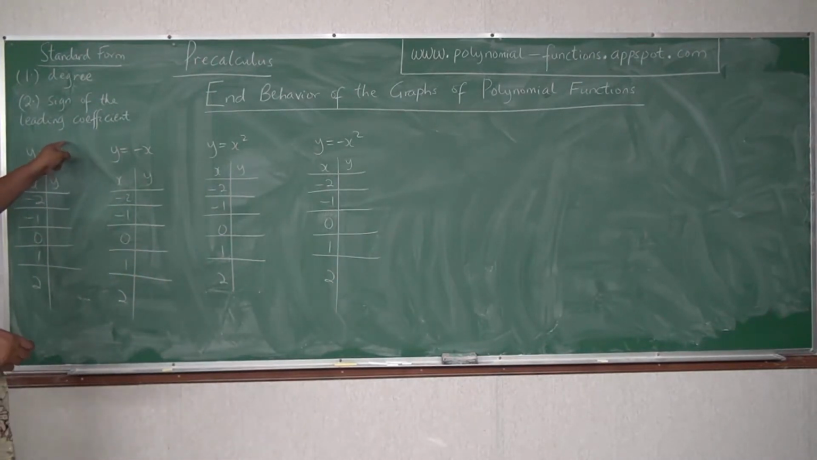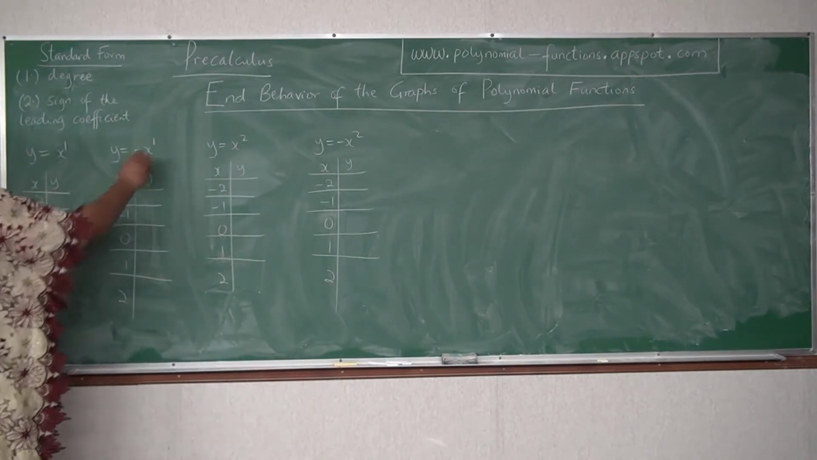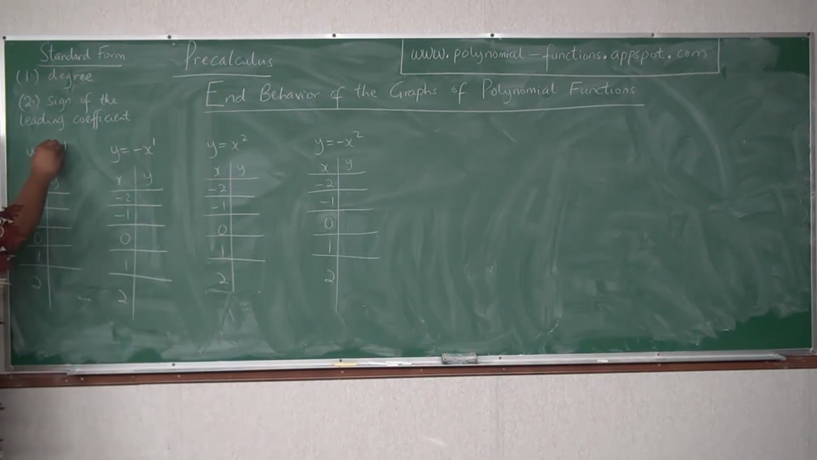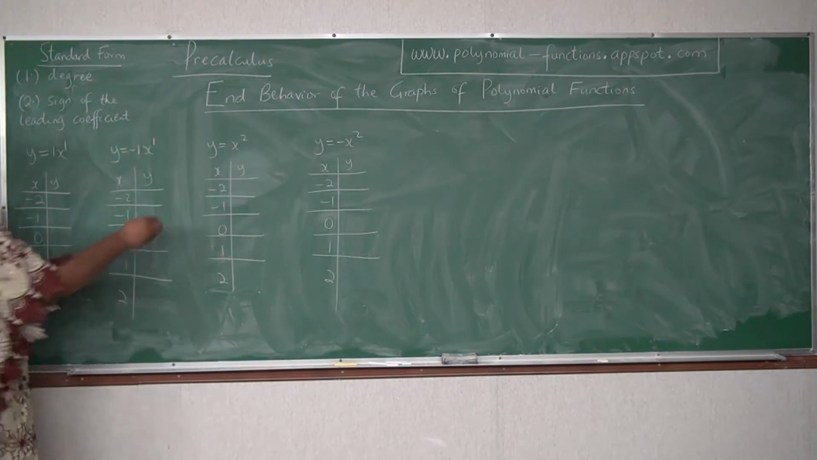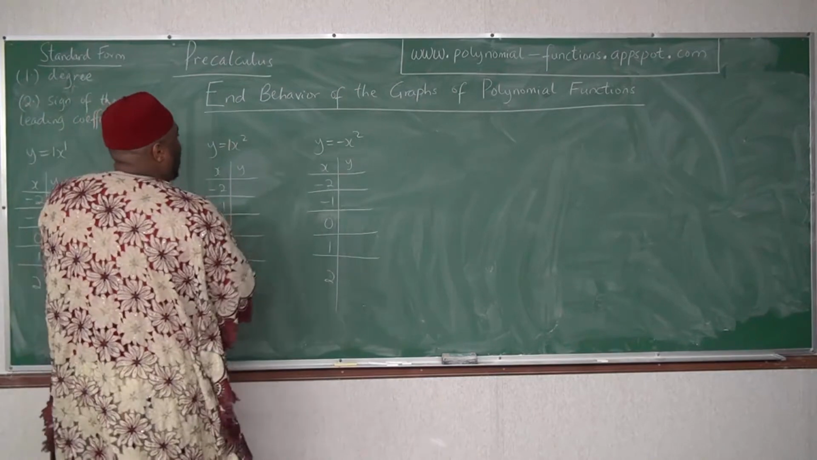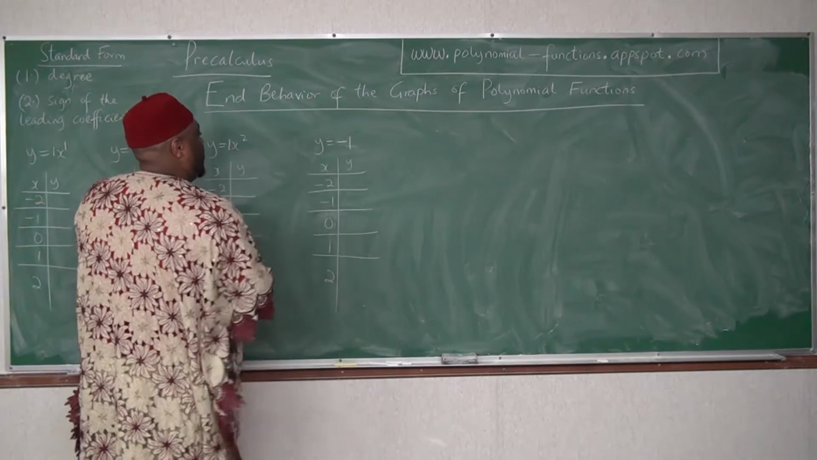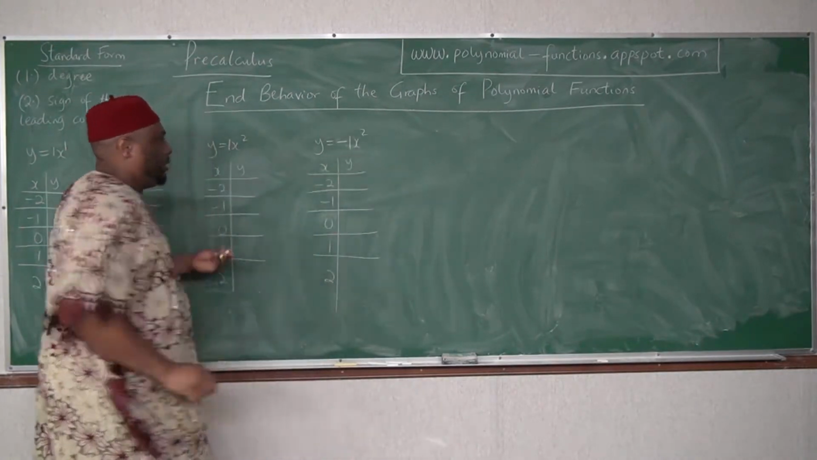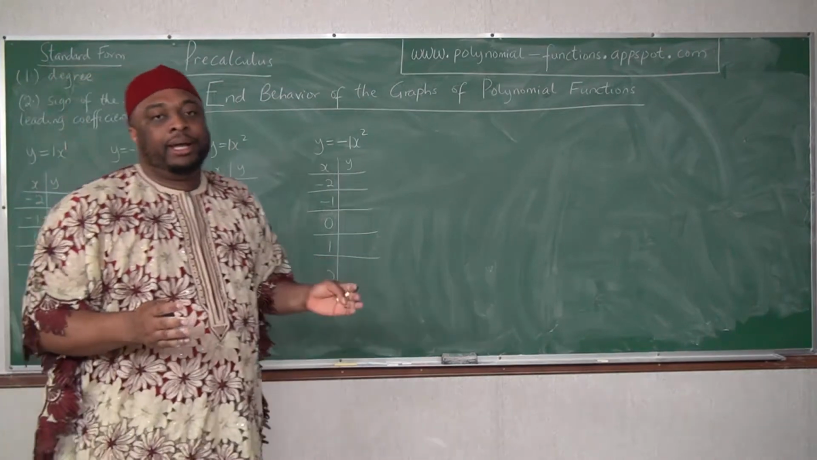this is x raised to the first power, x raised to 1. This is like saying 1x raised to 1, -1x raised to 1. This is like saying 1x squared, and this is like saying -1x squared. I am using yellow chalk just to illustrate, you know. So we are looking at the degree.